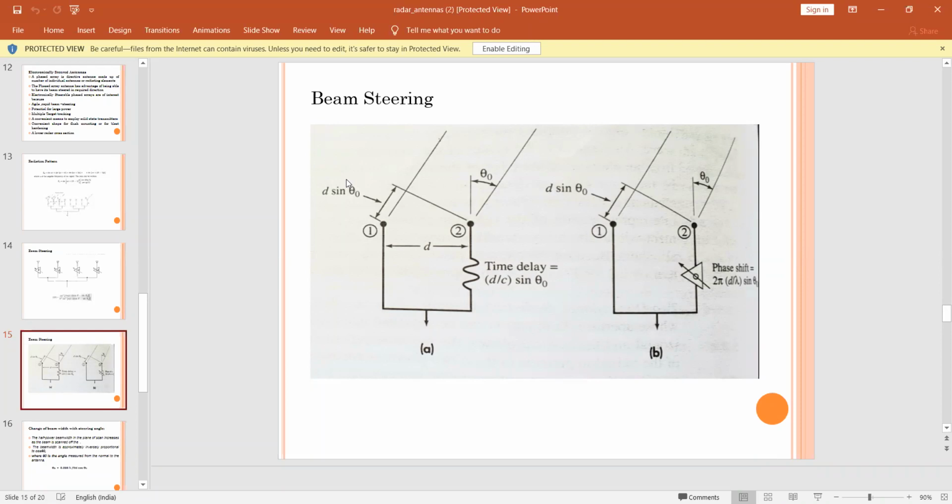So beam steering occurs by changing the time delay, by inserting variable true time delays at each element of the many elements in the phased array.